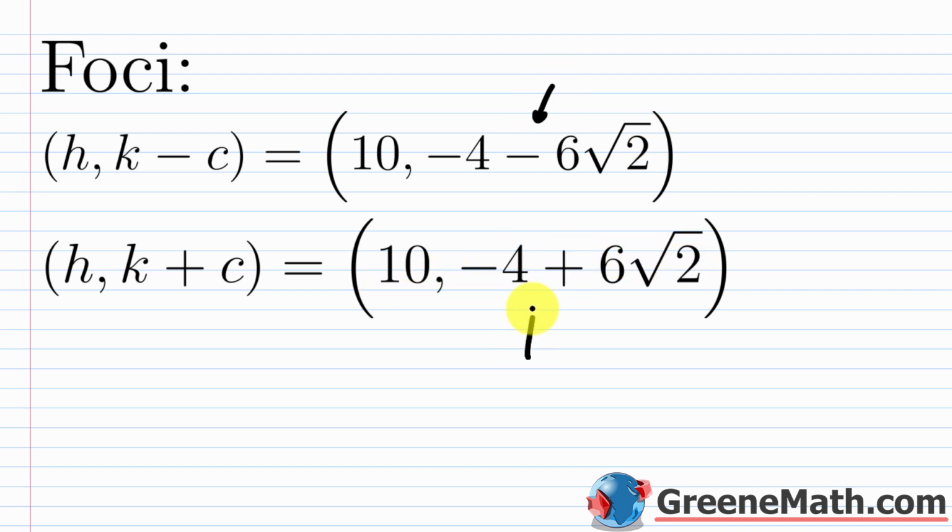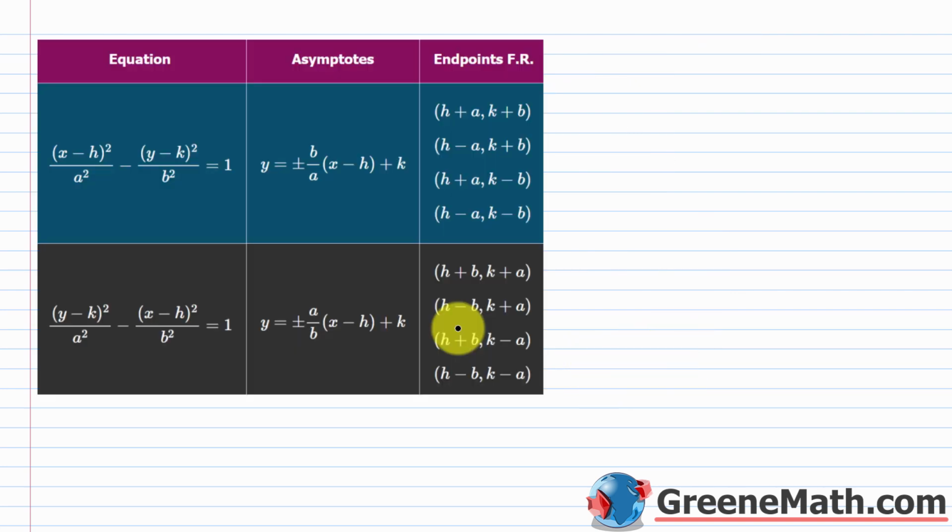So let me do these with a calculator real quick, just so we know what we're going to have on the graph. So this one is about negative 12 point, let's say 485. Then this one is about 4.485.